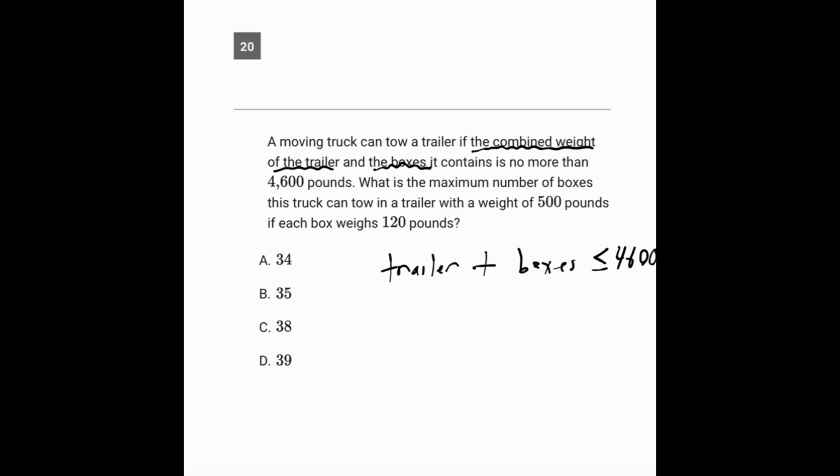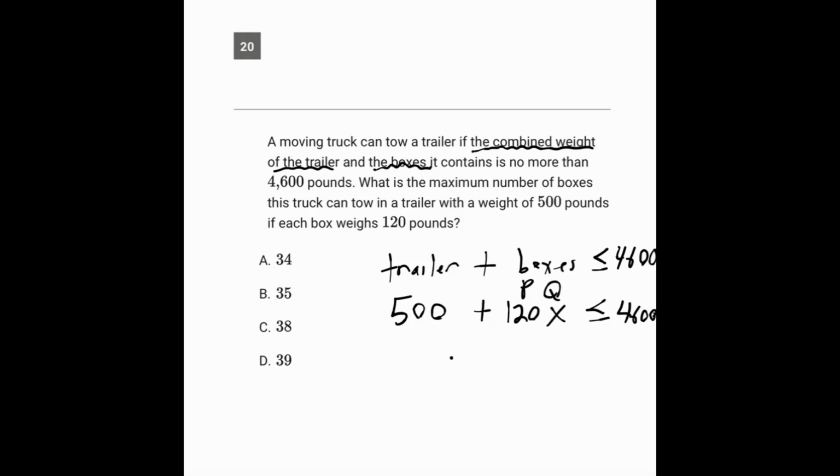So we're adding up the trailer and the boxes, and the trailer is 500, and we're being asked how many boxes. So if we think of this as a price times quantity statement, the price, the number that goes along with each item, is 120, and x can be the quantity, the number of boxes. Now we have a full equation and we can start solving.